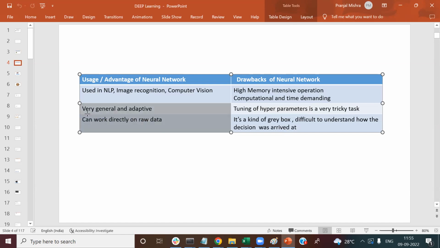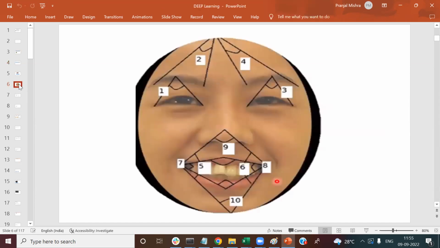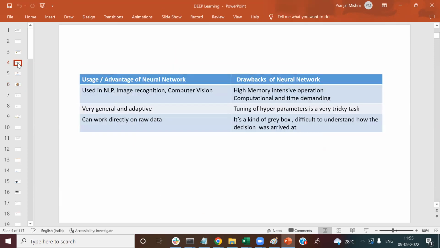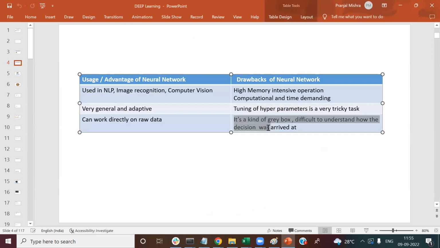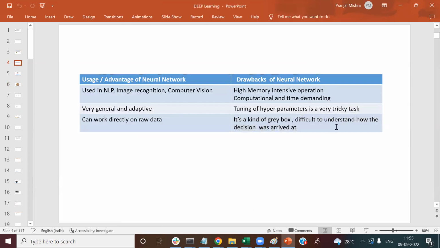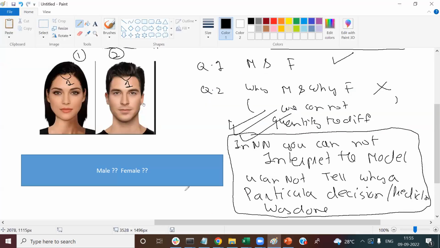It can directly work on the raw data. I have already taken this example and told you that you don't need to do any feature engineering. They can work on the raw data, the same thing. So if that is the advantage, what is the disadvantage? It is a kind of gray box. It is difficult to understand how the decision was arrived at. You can make the right decision, but you cannot tell why the decision was made.